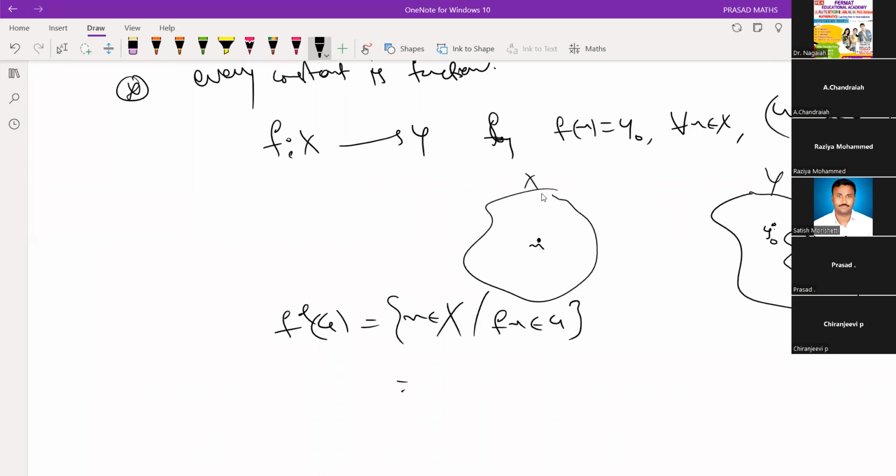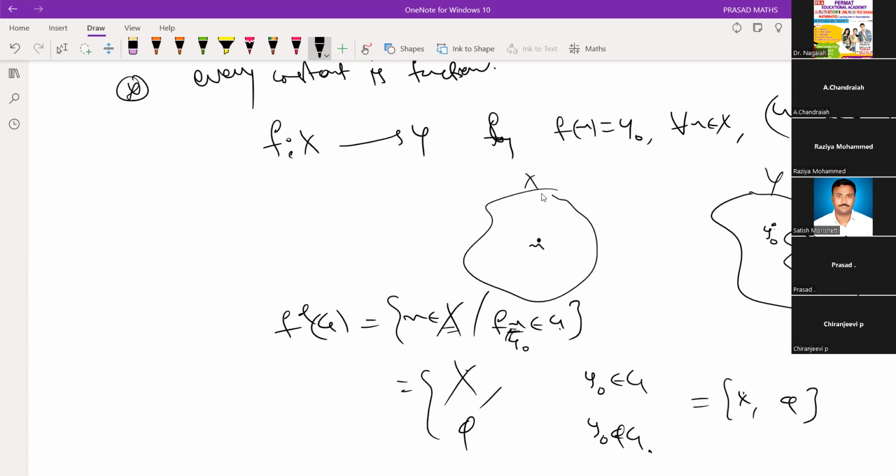Already I told you there are two possibilities. If y naught is in G, what is the inverse image? Every x in X satisfies this condition. Therefore the inverse image is full X. Whenever y naught is not in G, what is the inverse image? No x satisfies this condition. Therefore it is empty. So there are two possibilities, either X or empty.